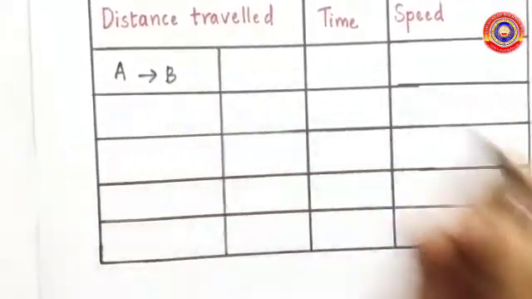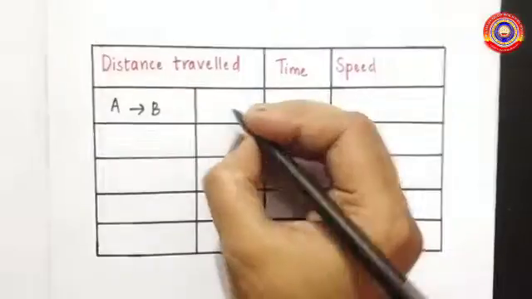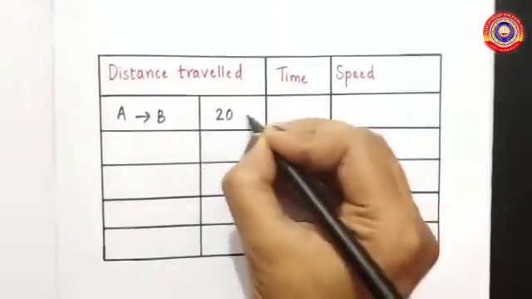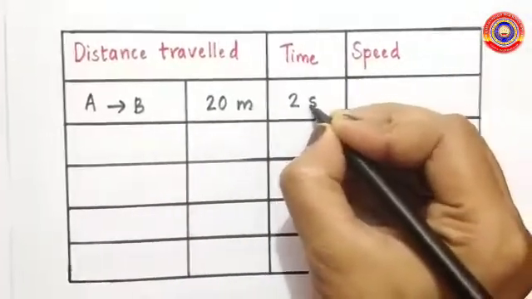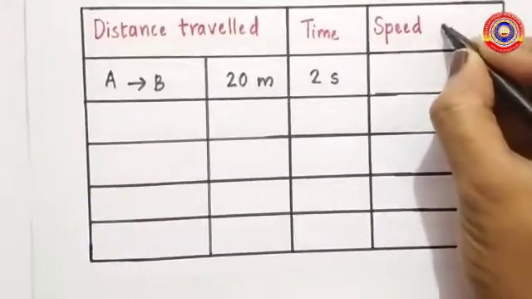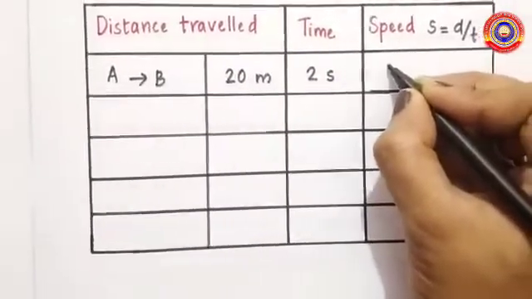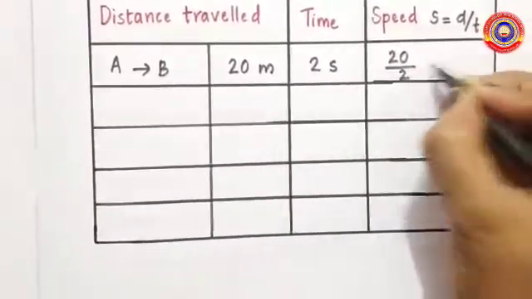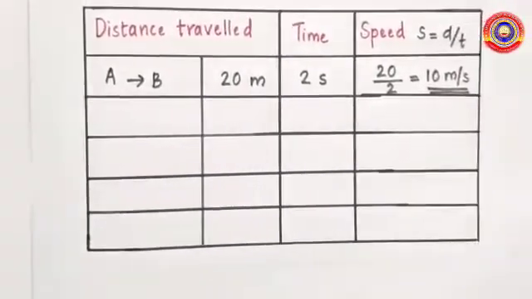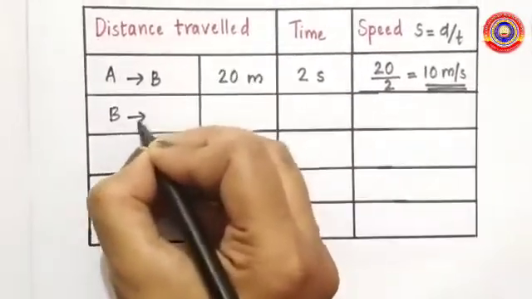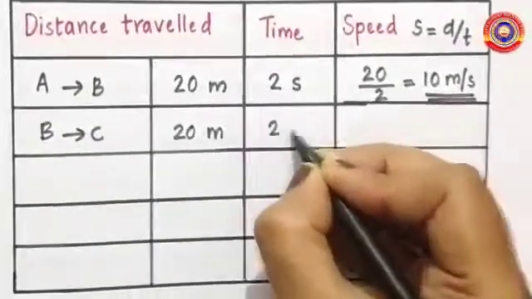From A to B, the distance travelled is 20 meters, and the time taken for this is 2 seconds. We know speed equals distance divided by time. That is 20 divided by 2, which is equal to 10. We know the unit of speed is meter per second, so we can write 10 meter per second. Similarly, we can find the speed in every 2 seconds.